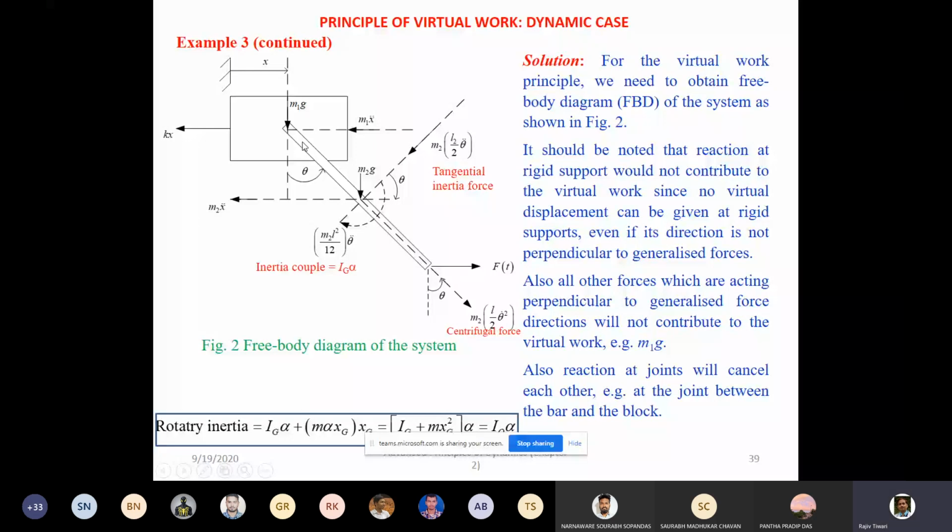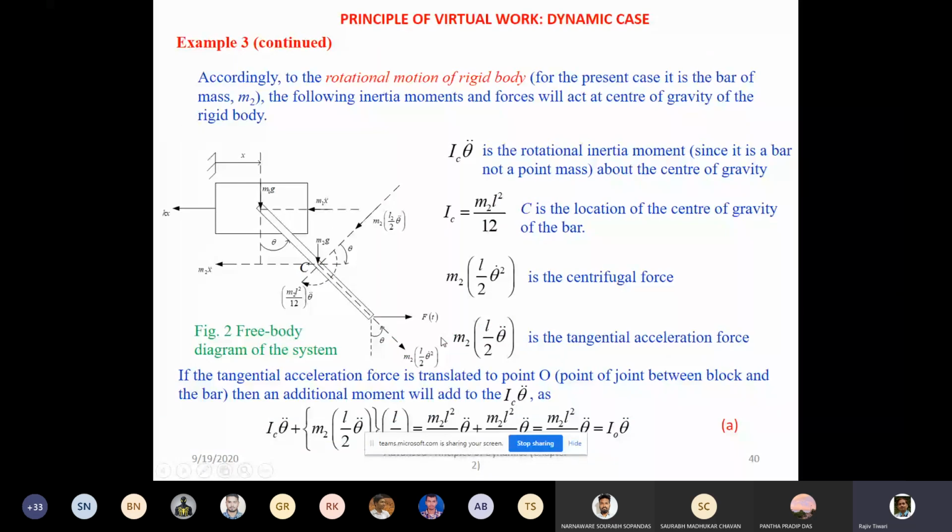So this is the same description that I explained. This is the rotary inertia moment about the center of gravity, C, where the polar moment of inertia of the bar is this much about the center of gravity. This is the centrifugal force and the tangential acceleration force, this one.